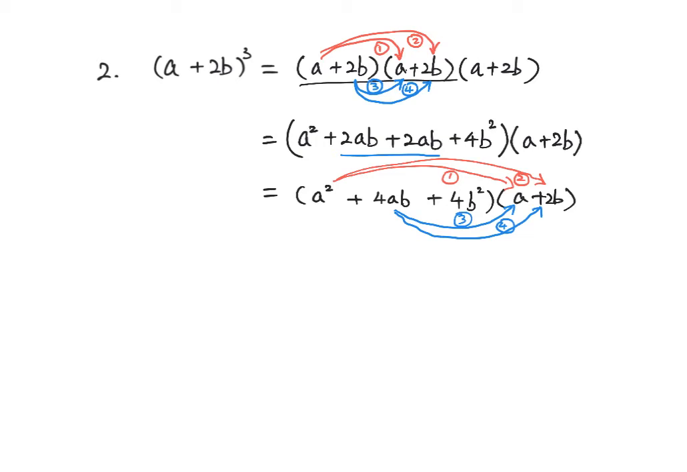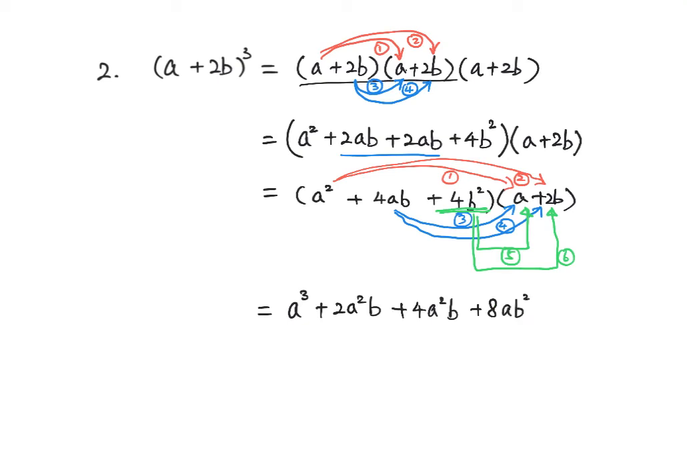and also positive 4b squared times a, positive 4b squared times positive 2b. Okay, so we have 6 terms. Let's write it down one by one. A squared times a gives you a to the power 3. A squared times 2b, which is 2a squared b. Positive 4ab times a gives you positive 4a squared b. Positive 4ab times 2b which is 4 times 2 is 8, ab times b, which is ab squared.